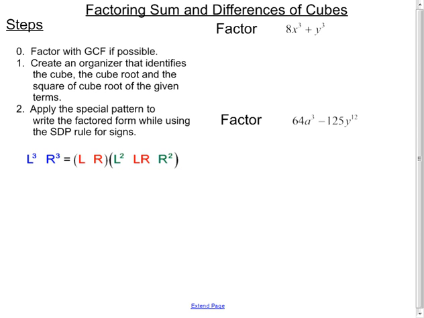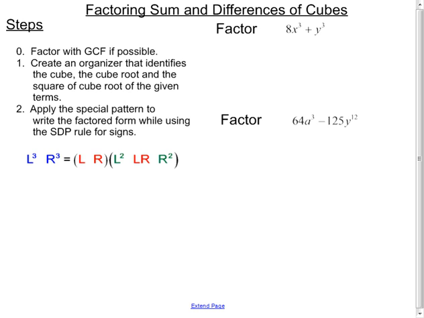Okay, so let's take a look at the steps for doing this. Step 0 is to factor with GCF if possible. We always do this when we hear factor. We train ourselves to look for GCF as often as we can. And again, greatest common factor has to come first. Step 1 is create an organizer that identifies the cube root, and the square of the cube root, of the given terms. That's probably easier done than said. That's where I'm going to use that chart.